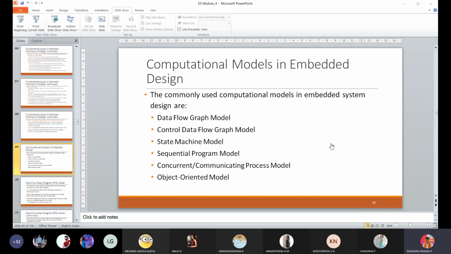Many of you will know what a state diagram is, what a conditional is. If this condition is enabled, what will be the output? Everybody knows that. That is the standard model procedure we need to follow. That is what he is trying to explain here: the computational model.